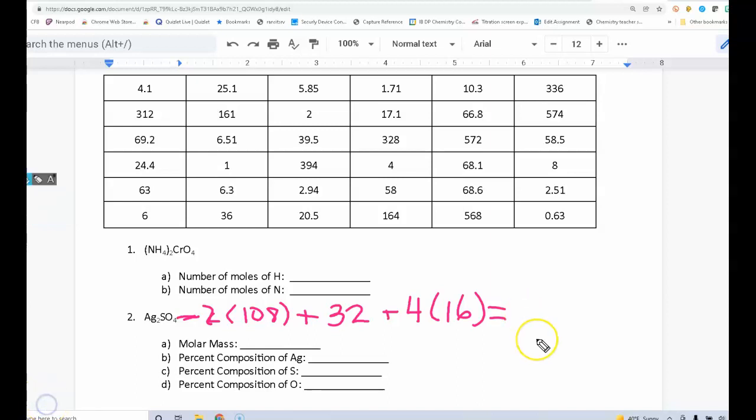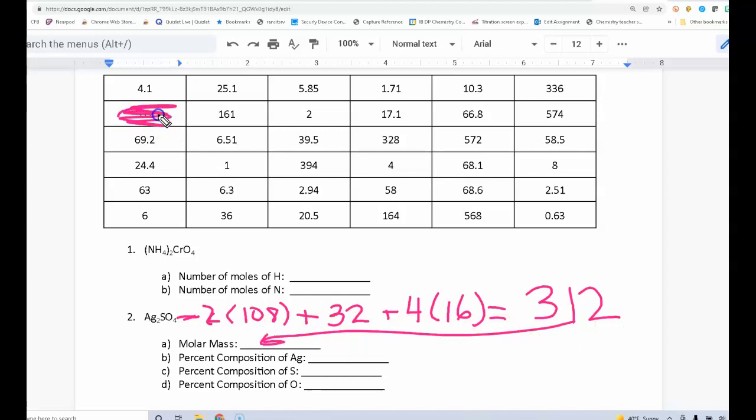And so, okay, when I add that all up, 2 times 108 plus 32 plus 4 times 16, I get 312. And that's my molar mass right there. That goes right there. That's my molar mass. And I'm going to be able to shade in 312. Remember, previously I had shaded in a 2 and I had shaded in an 8 there.